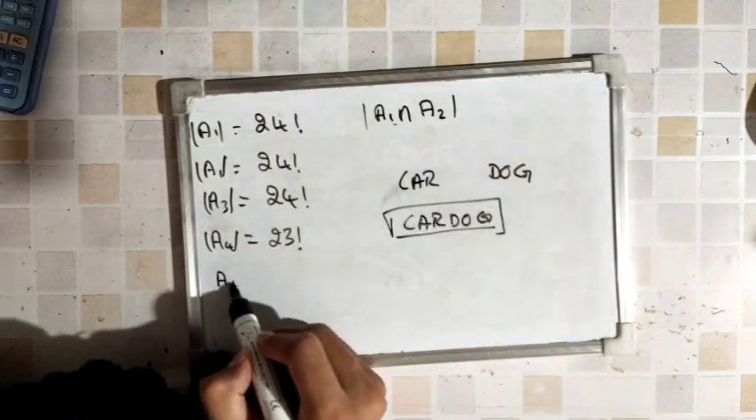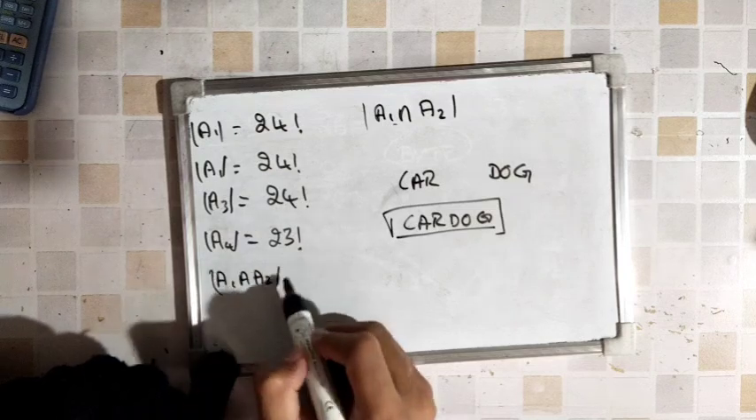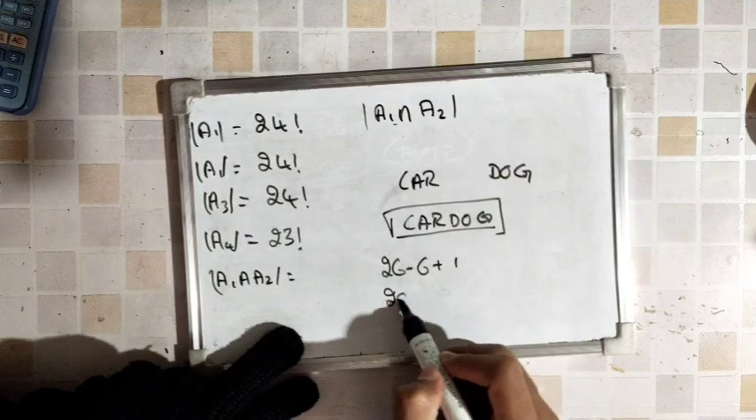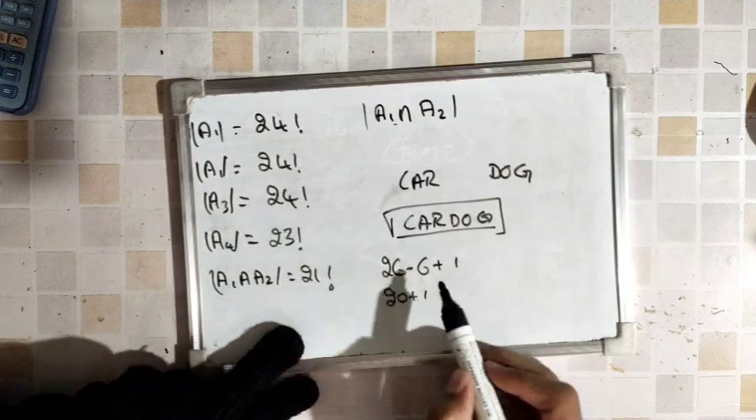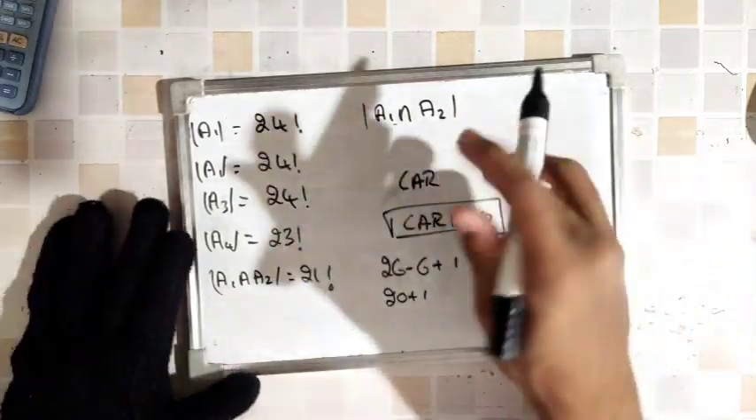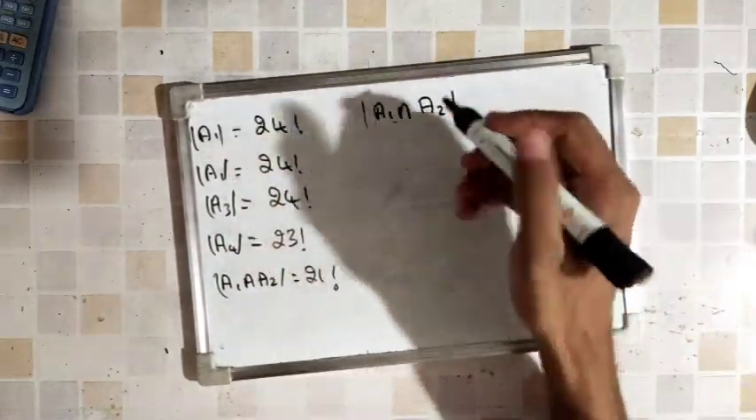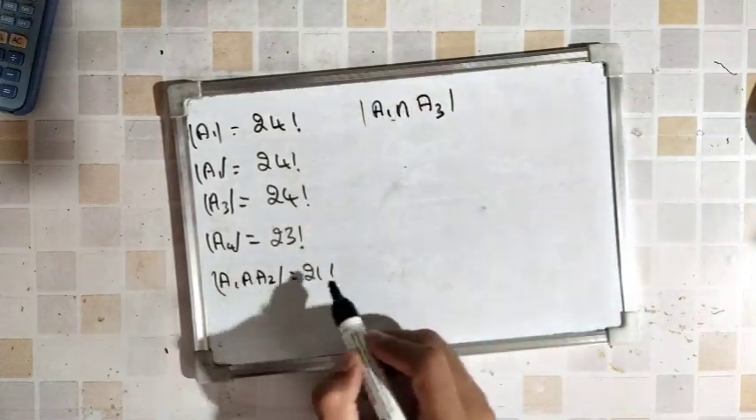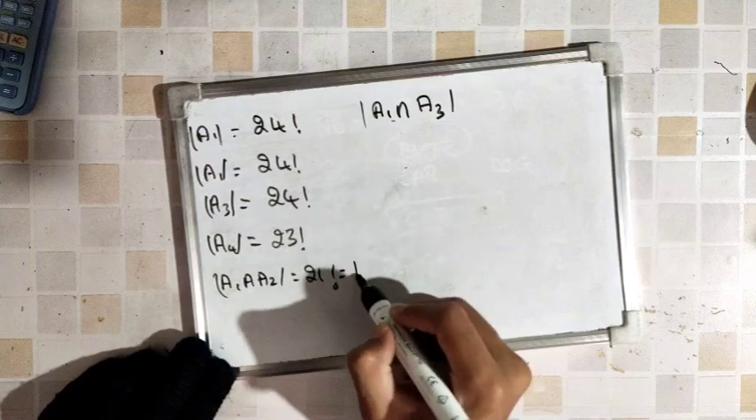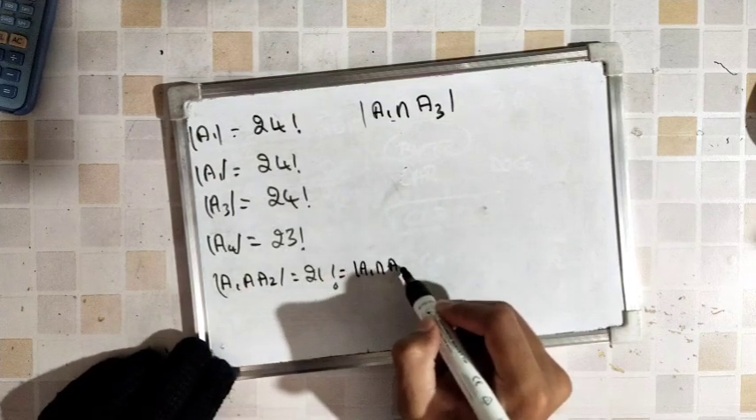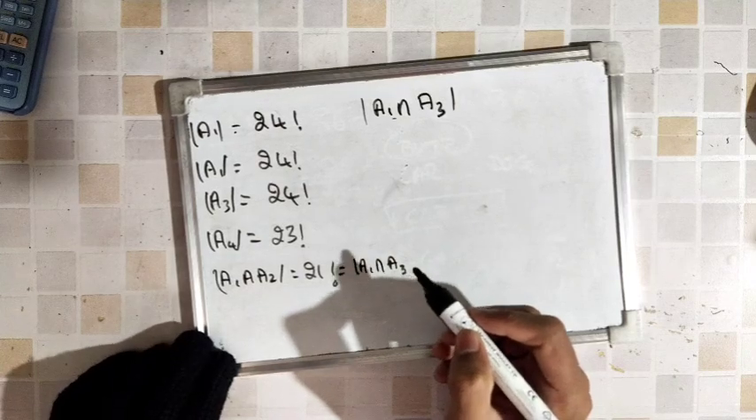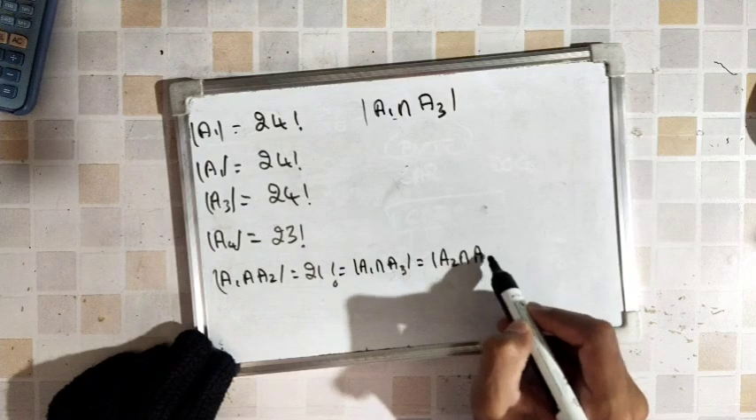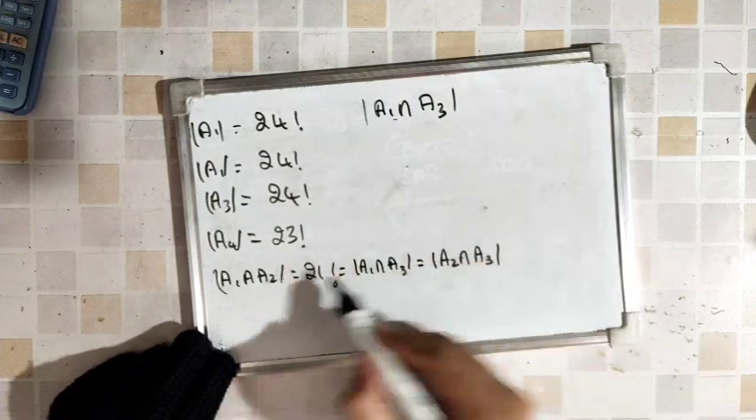So what will be my A1 intersection A2? This will be 26 minus 6 letters plus 1, so that is 20 plus 1, that is 21 factorial. Okay, I understood, right, how I am getting 21 factorial. Similarly, I have to do it for A1 and A3. A1 and A3 is also the same, 3 letters, nothing is repeating. So A1 intersection A3 is equal, and A2 intersection A3 is also equal. All are 21 factorial.